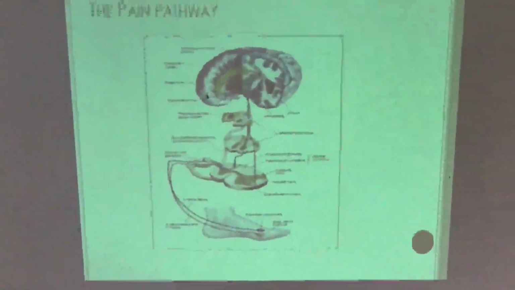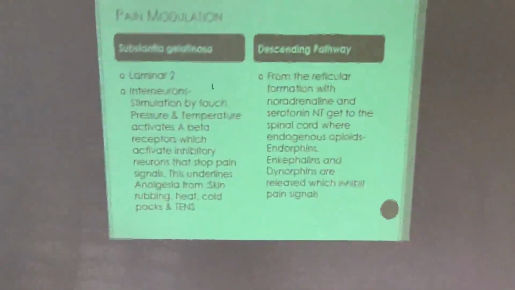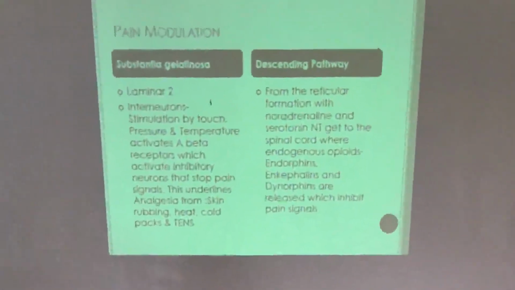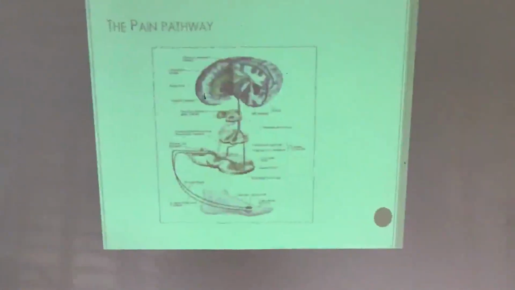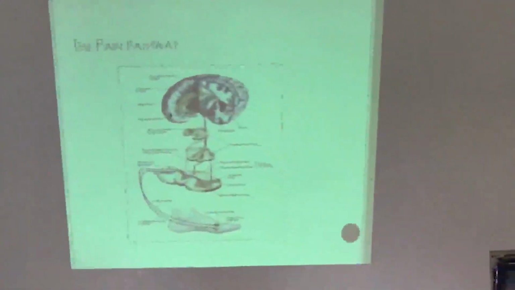Now, I want you to take note of that place just after the ball, that which I had a pointer. That is called the substantia gelatinosa. In that place, we have the lamina 2, where there are interneurons.